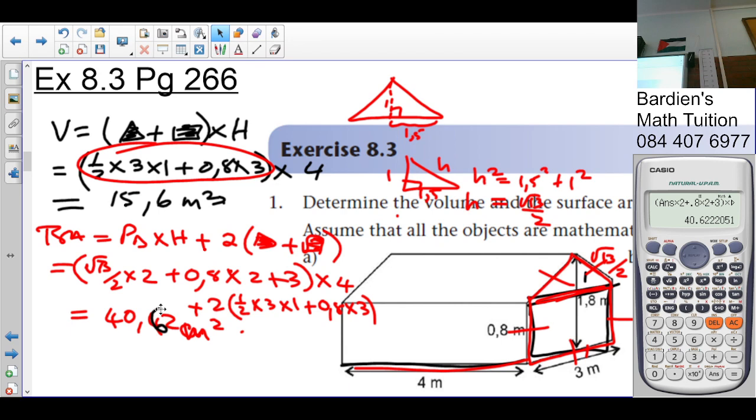Any confusion here? I made a mistake here. I said perimeter of the triangle, it's actually the perimeter of the base. Okay, which is made up of that triangle and those 3 sides of the rectangle.